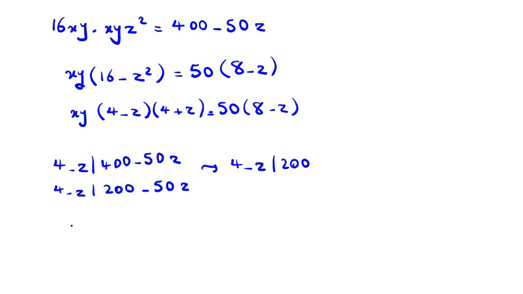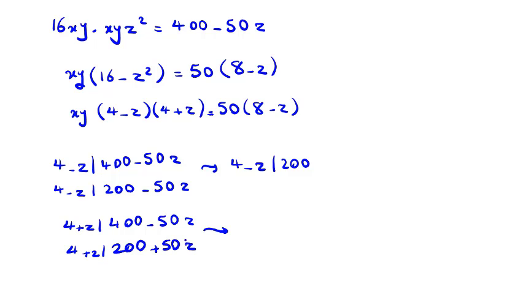For 4 plus z, 4 plus z divides 400 minus 50z. 4 plus z, if you multiply by 50, it will be 200 plus 50z, and if we add up these two things, 4 plus z divides 600.